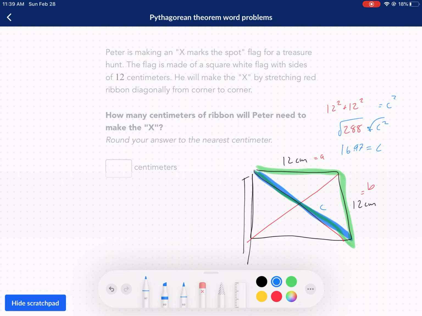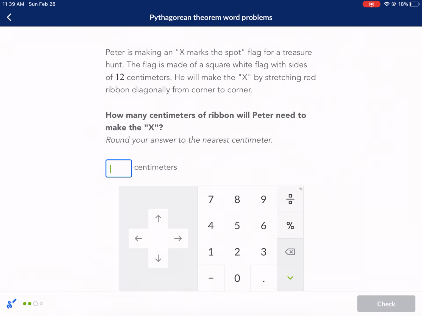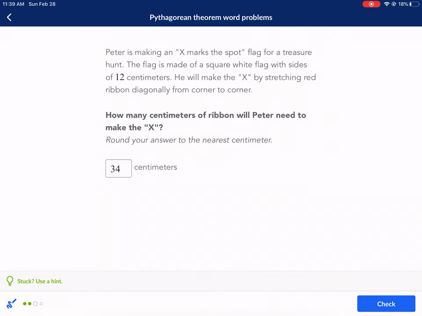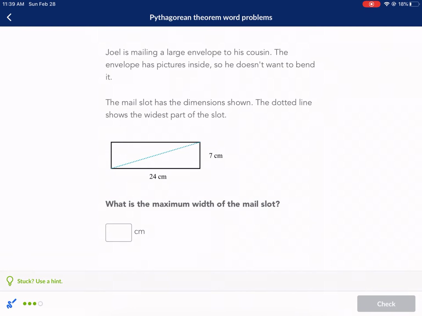16.97. Now, we have to double this, because there's two of them. I'm going to times this by 2, and I get 33.94. That's going to give me about 34 rounded, 34 centimeters, not inches. Whoops, sorry about that. 34 centimeters. So I'm going to type that in, 34. Check it. All right, last one.